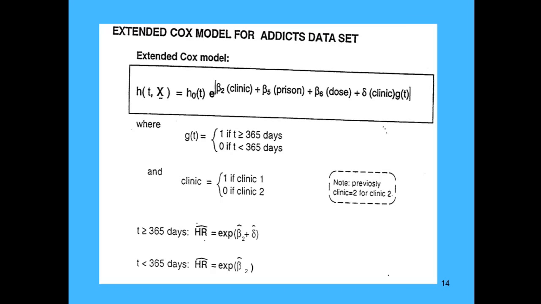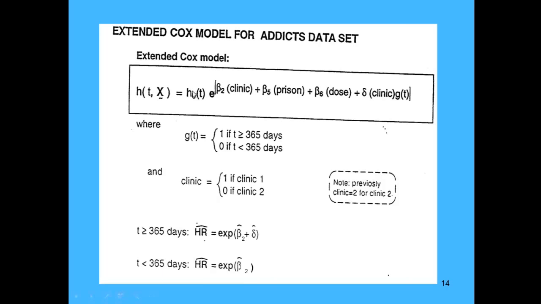So what's the model look like when T is greater than 365? It's got beta 2 times clinic. There were some other variables here, so I'm only talking about the notation for these betas; beta 2 is the coefficient of clinic, beta 5 times prison, and what is this? Delta times clinic times 1, which is delta times clinic. You notice that clinic is in there twice when G of T is 1.